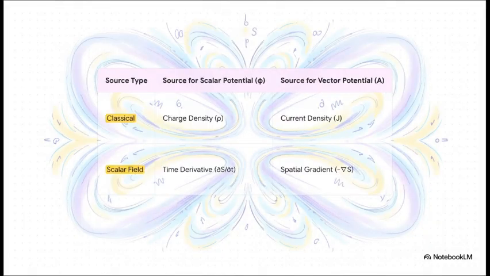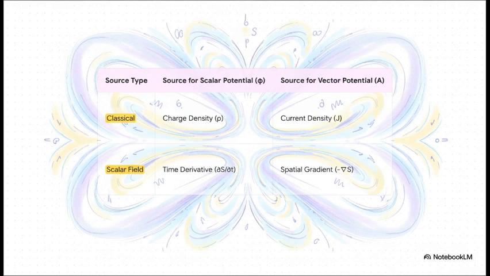Now, if S is a real field, the consequences are fundamental. Classically, we're taught that charge density creates the scalar potential and current density creates the vector potential. Simple enough. But now, this new scalar field S becomes a source itself.